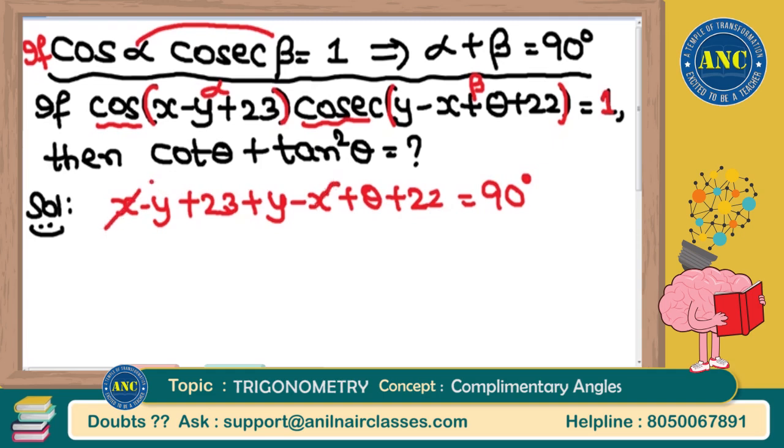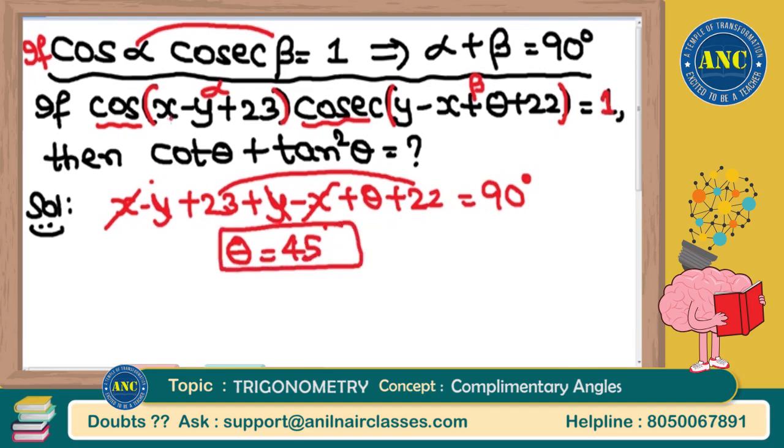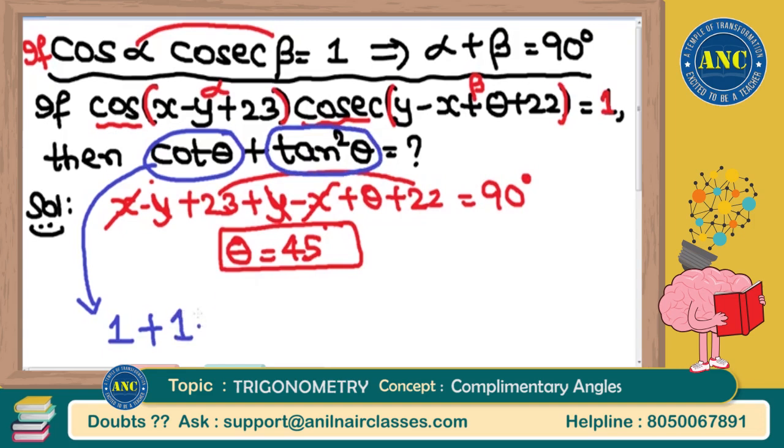X and minus x cancels, y and minus y cancels. So can I say that 23 plus 22 is 45. That 45 goes to the right hand side. Theta is 90 minus 45. It is 45. Your question will now reduce to find the value of cot theta. Theta is 45. Cot 45 is 1 plus tan square theta. Tan 45 is also 1. 1 square is again 1. 1 plus 1 is 2.